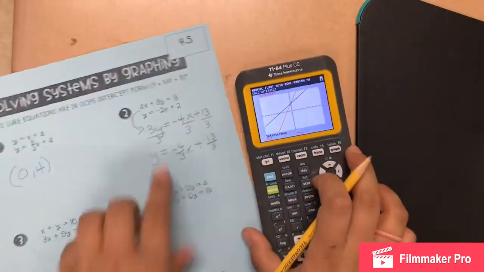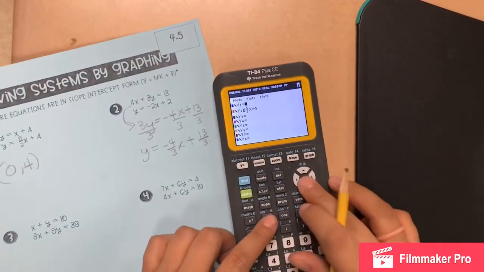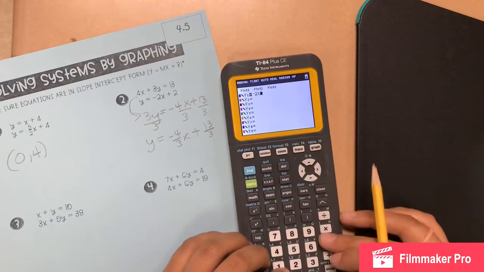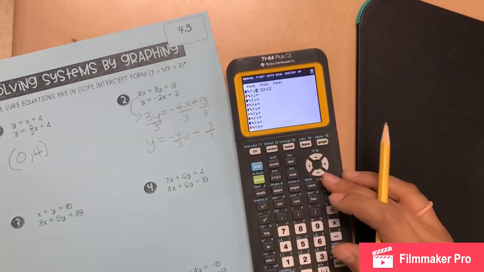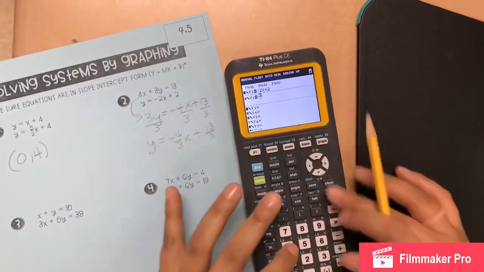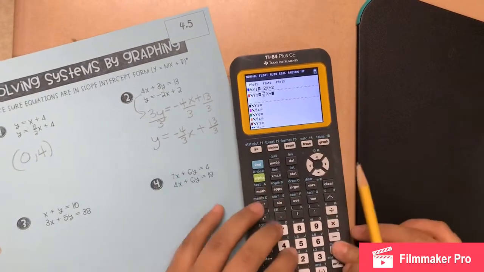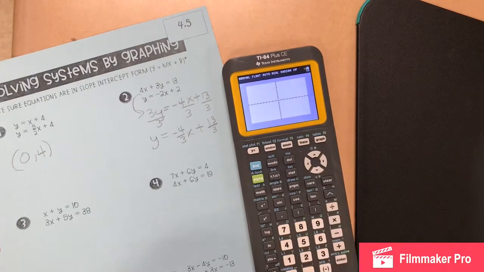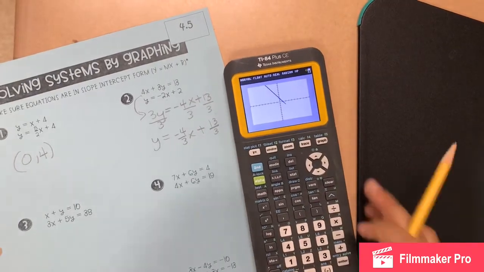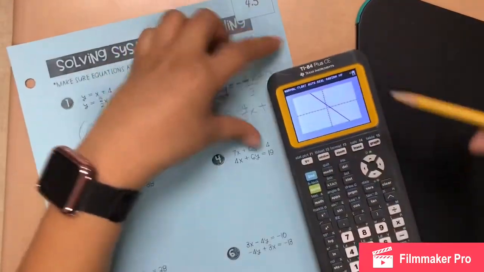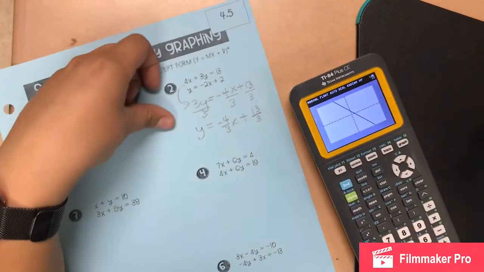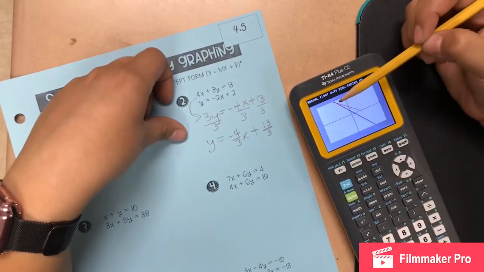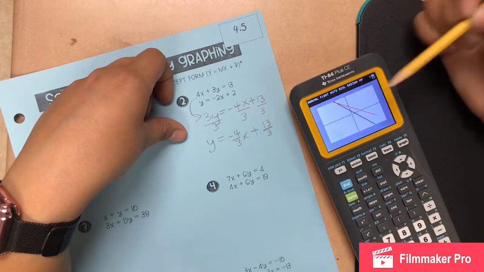So then I can type both into my calculator. This is when the calculator is really nice, because they don't always come out so perfect. So this one, we're going to do negative 4 over 3x plus 13 over 3. Then hit graph. As long as you do the converting correctly, we should get the correct answer. So you see the blue line, then you see the red. You can see the intersection at the very top left corner.